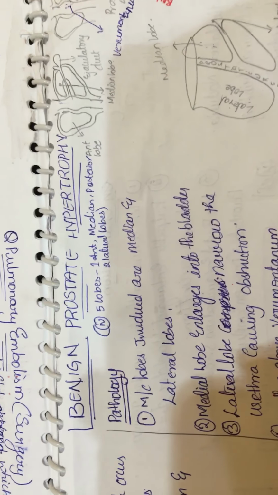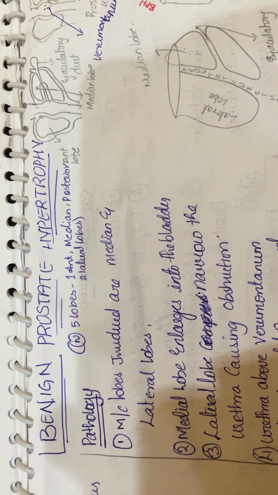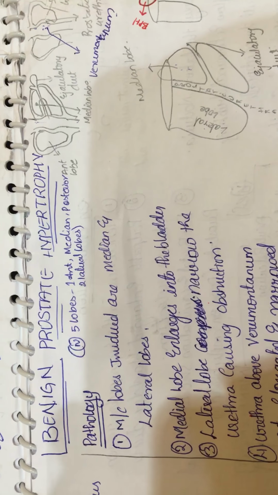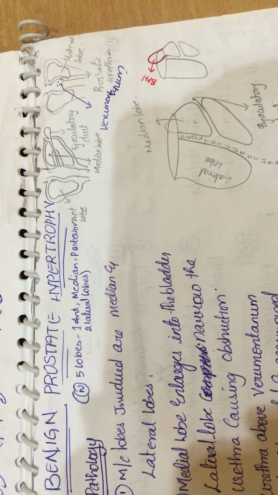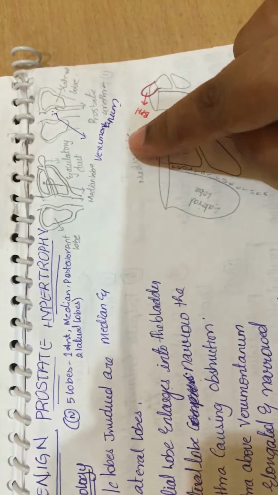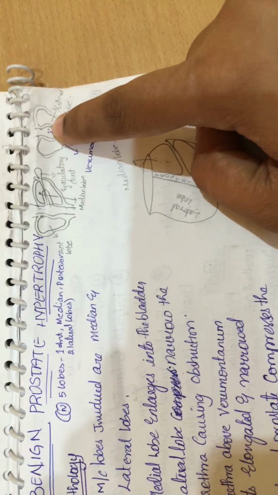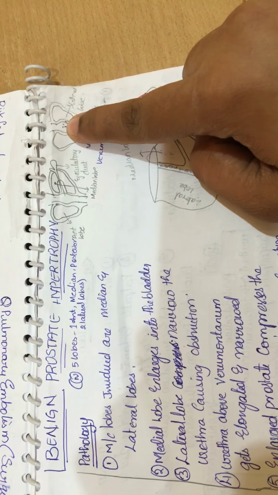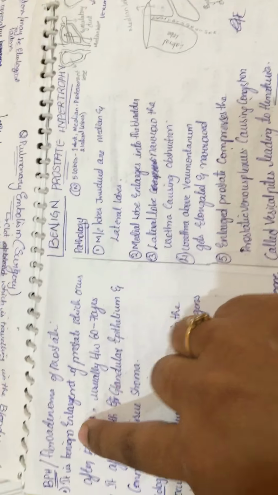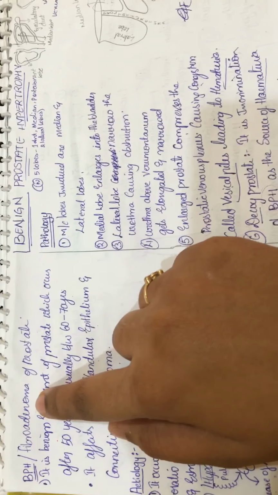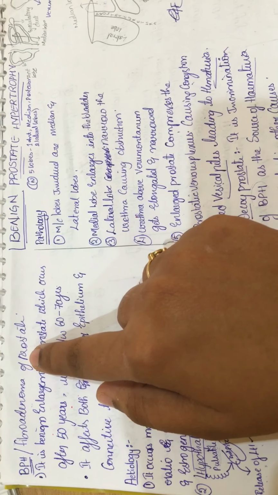Benign prostatic hypertrophy. The prostate has 5 lobes: one anterior, one median, one posterior, and 2 lateral lobes. And this is the verumontanum of the prostate, which is situated in the posterior wall of the urethra. Next, benign prostatic hypertrophy is also called fibroadenoma of the prostate.